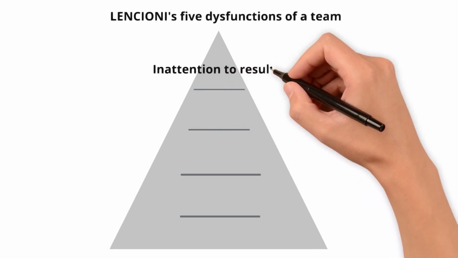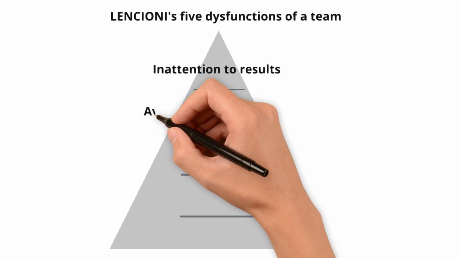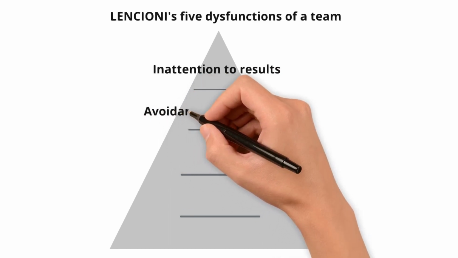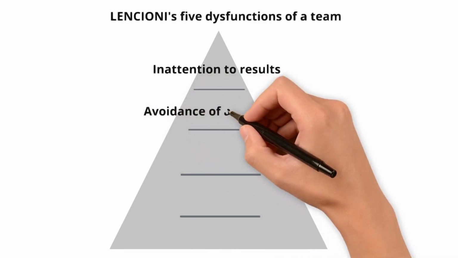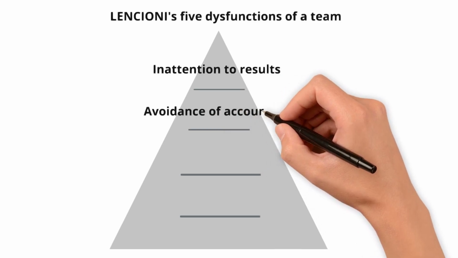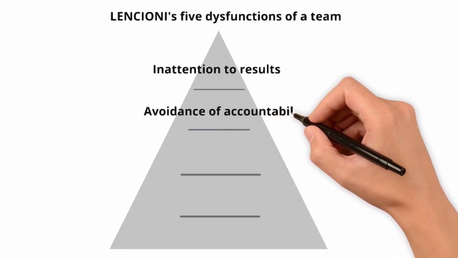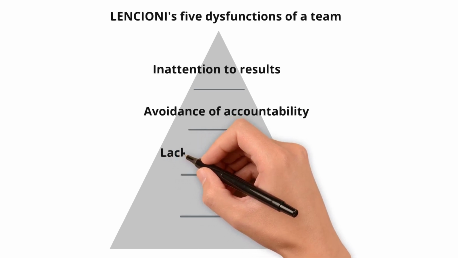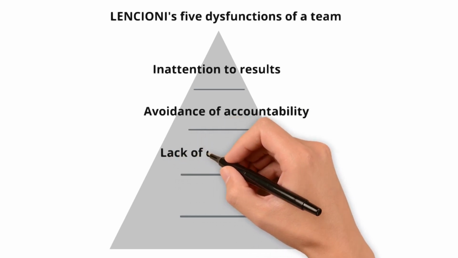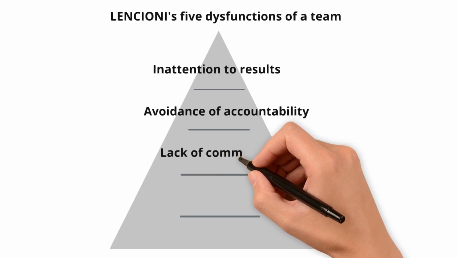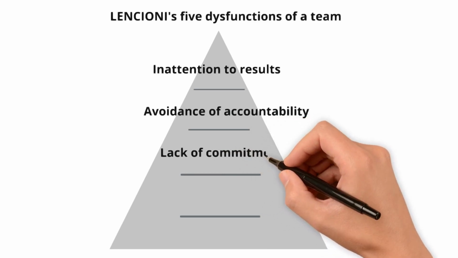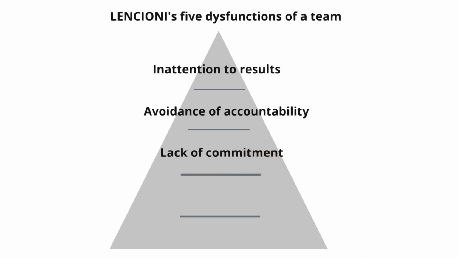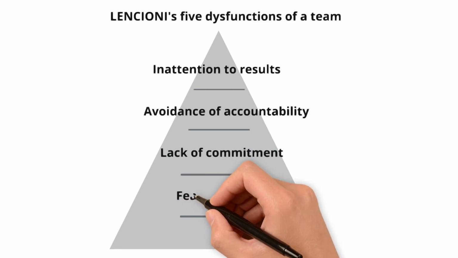You can see the dysfunctions as a pyramid, where you need to address the ones lower down in order to provide support for the dysfunctions further up in the pyramid. The first one is inattention to team objectives. This is where team members put their own needs ahead of the team goals. The next one is the avoidance of accountability. This is where team members don't call out mistakes or hold each other accountable on important tasks.